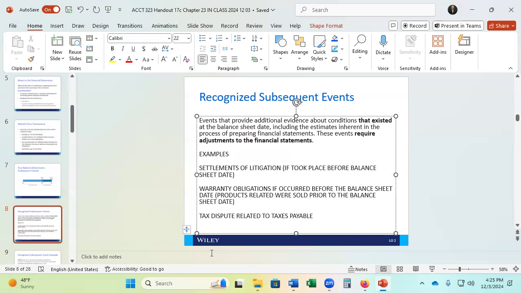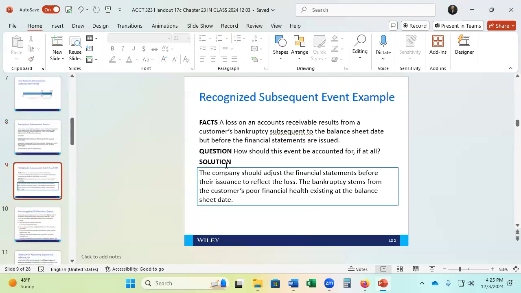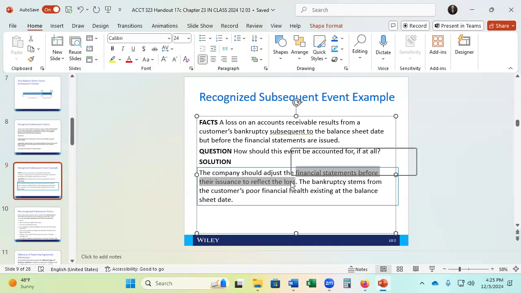And so again, it had to occur from a prior year, but happened before your financial statements were released. One of the examples: a loss on accounts receivable results from a customer's bankruptcy subsequent to the balance sheet date, but before the financial statements are issued. How should this event be accounted for, if at all? So I would think, okay, it's subsequent to the balance sheet date, but what they say is that you should adjust the financial statements before the issuance to reflect the loss, because the bankruptcy stems from the customer's poor financial health existing at the balance sheet date. And so basically what they're saying is you should be responsible to know what happens through that year, even if that information comes later.